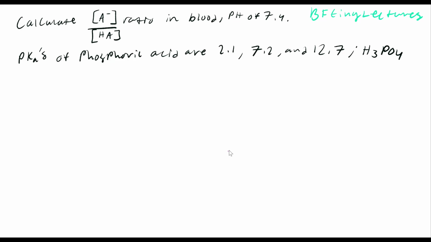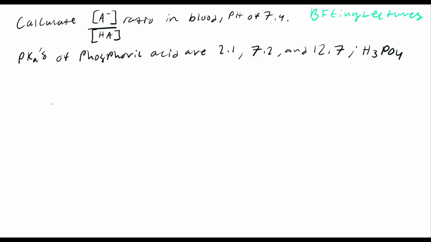So here's how we do it. It says calculate the conjugate base to acid ratio in blood, pH of 7.4, okay? The pKa's of phosphoric acid are 2.1, 7.2, and 12.7. The formula for phosphoric acid is H3PO4. Now, in real life, some acids are multiprotic, meaning that they have multiple protons to give. They could be an acid like 3 times. So in this case, phosphoric acid can be an acid 3 times. It can completely dissociate the 3 hydrogens.